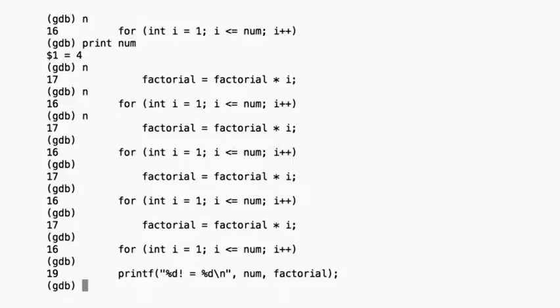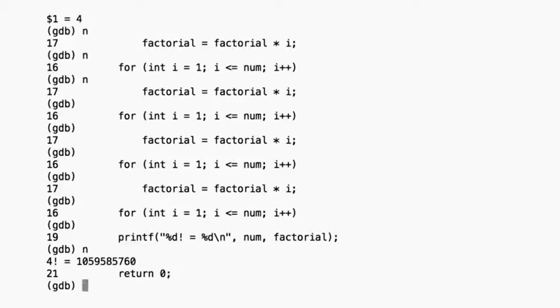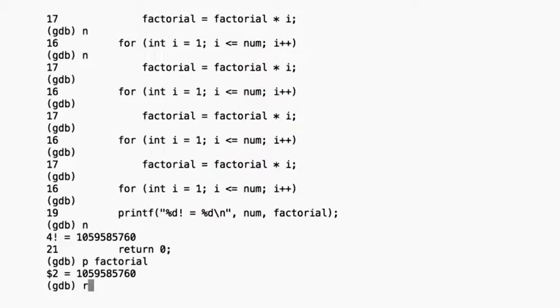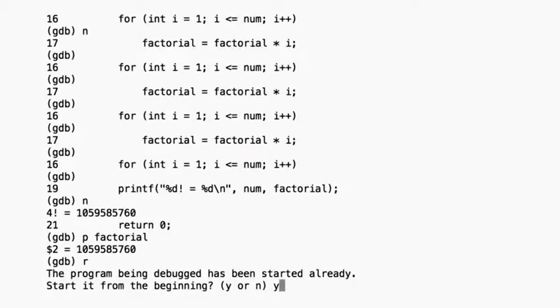Everything seems like it's working, except when we hit next again, we get this huge number instead of 24. If we print out the value of factorial using p, we see that factorial does have this massive number in it. Something's definitely going wrong. At this point, though, we are almost at the end of the program, and it's too late to fix anything. However, we can restart the program by typing R again, and then Y to confirm.